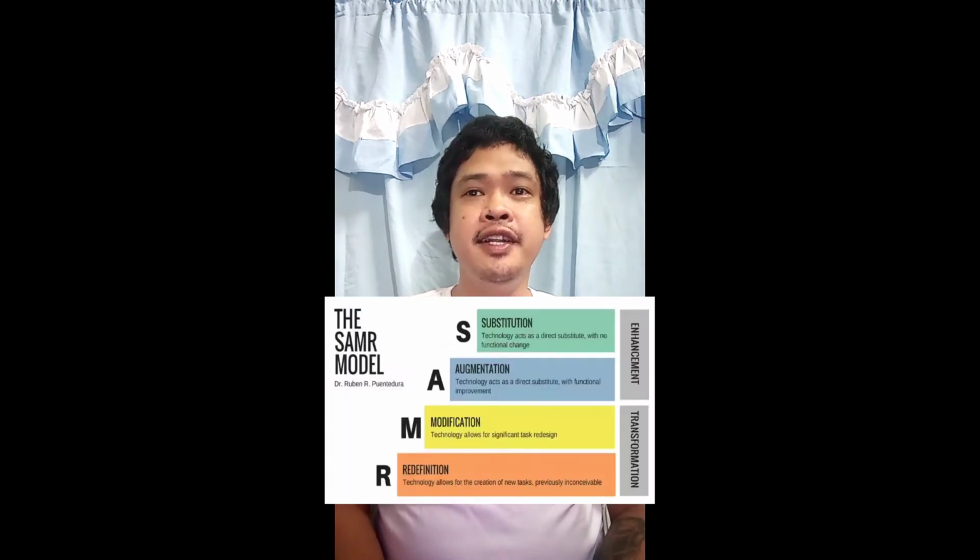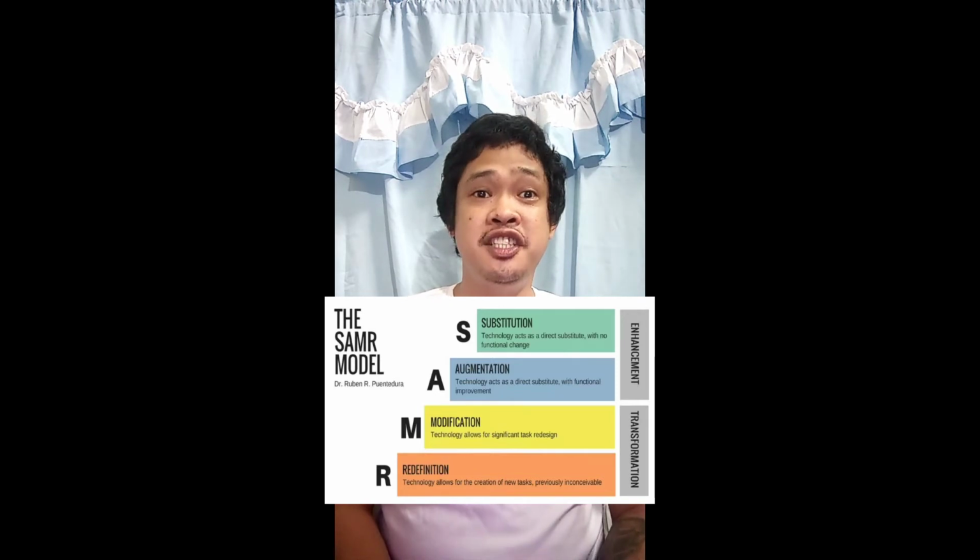The SAMR model lays out four tiers of online learning, presented roughly in order of their sophistication and transformative power. The meaning of SAMR: S is substitution, A is augmentation, M is modification, and R is redefinition. When switching to an online format, teachers often focus on the first two levels, which involve replacing the traditional materials with digital ones, converting lessons and worksheets into PDFs and posting them online, or recording lectures on video and making them available for asynchronous learning.